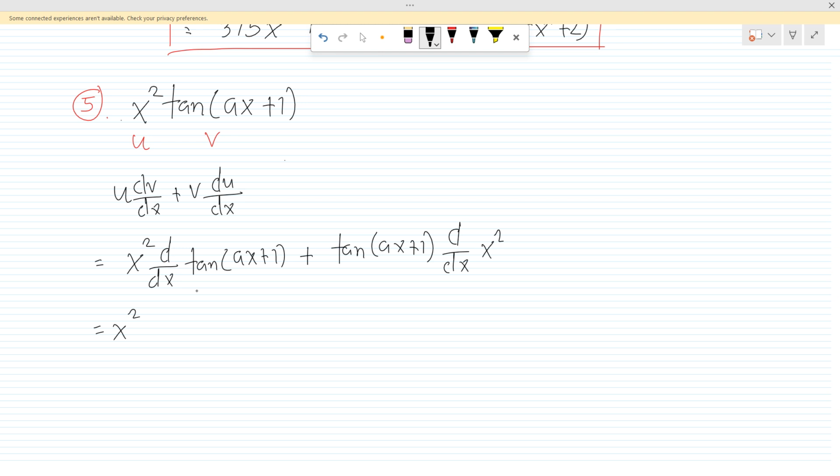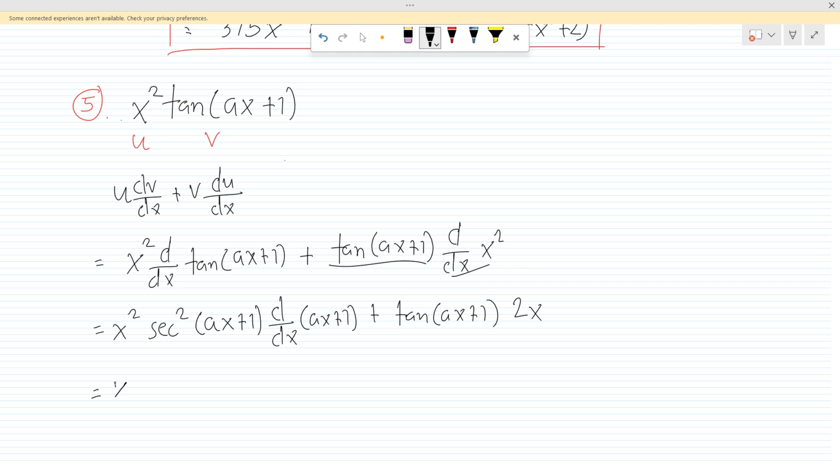What is the derivative of tangent? Secant squared. Okay, secant squared of ax plus 1, then d over dx of our ax plus 1. Plus, copy tangent of ax plus 1. Then the derivative of x squared, of course, we are used to that. So that is 2x. So for this one, x squared, then secant squared of ax plus 1.